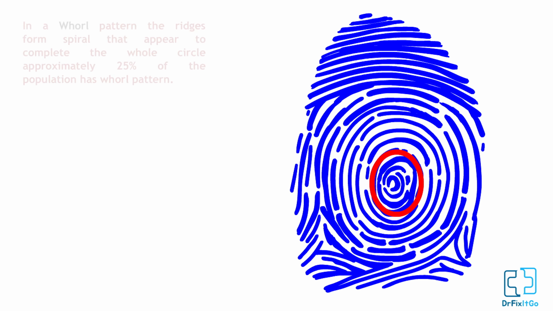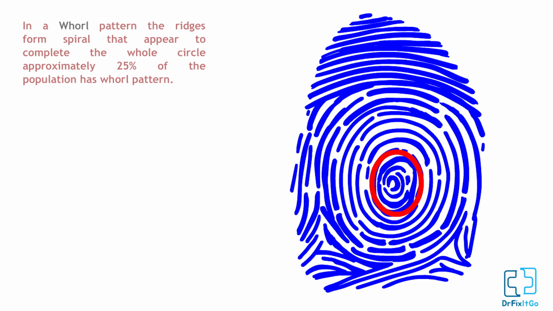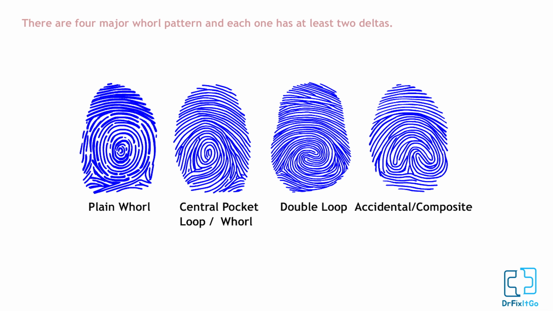In a whorl pattern, the ridges form a spiral that appears to complete a whole circle. Approximately 25% of the population has a whorl pattern. There are 4 major whorl patterns and each one has at least 2 deltas.